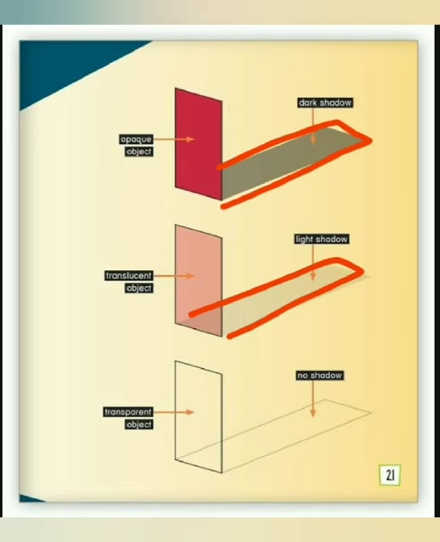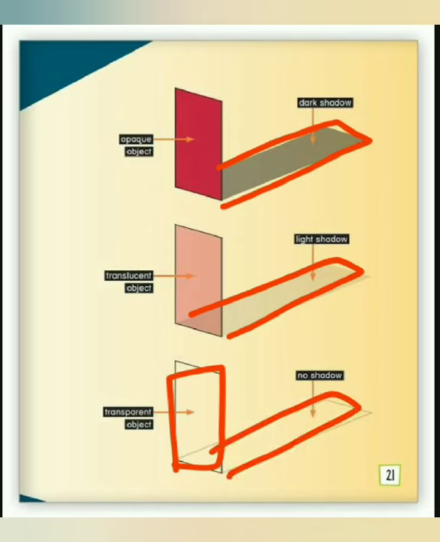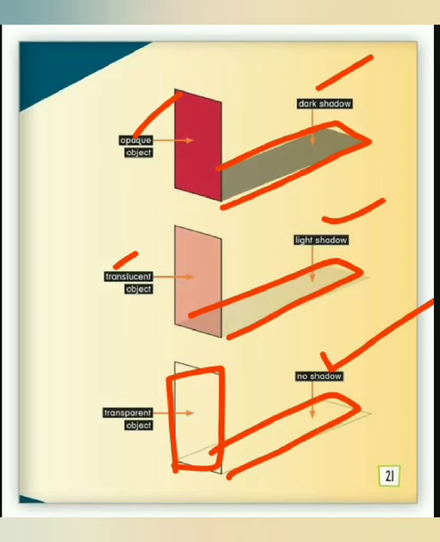Next, a transparent one, this is the transparent one, it does not block the light, hence it does not form a shadow. So no shadow forms in case of a transparent object. A light shadow forms in case of a translucent object, and a dark shadow forms in case of opaque objects. So the definition of a shadow can be like this. A shadow is a dark region formed by an opaque or a translucent object.